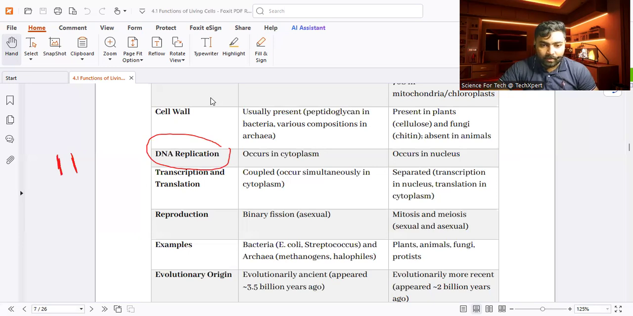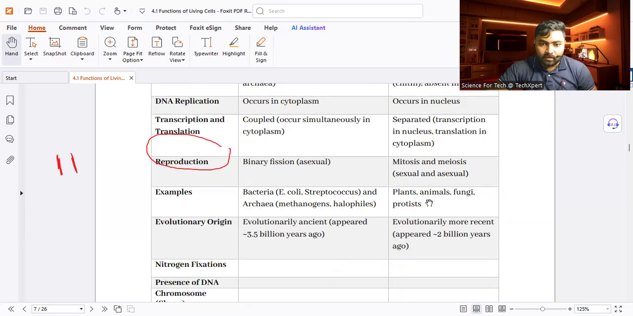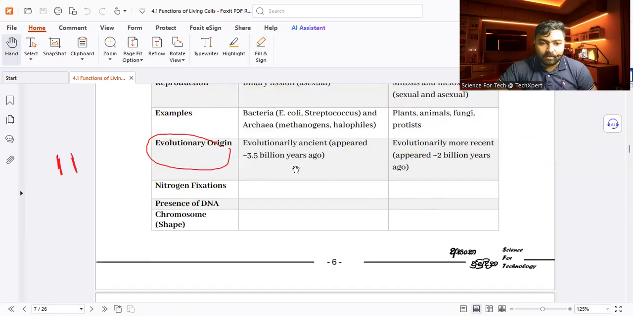Then next we have examples. Examples of bacteria and archaea. There are a lot of archaea, but in our syllabus we meet only methanogens. These methanogens are met in biogas production because they are responsible for producing methane. Then here the examples are plants, animals, fungi, and protists.